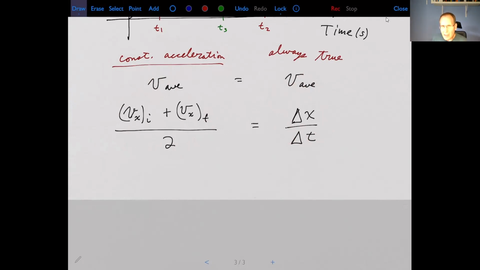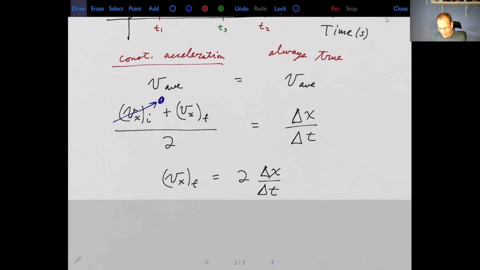Now there's one last thing. If the cart starts at rest right before it triggers the photo gate, again, this will make more sense if you watch a little video, that means that Vx initial is going to be 0, right? So if this is 0, it's starting at rest. Now I can rearrange this formula. I can solve for the final velocity. And it turns out that the final velocity is going to be twice delta x over delta t.